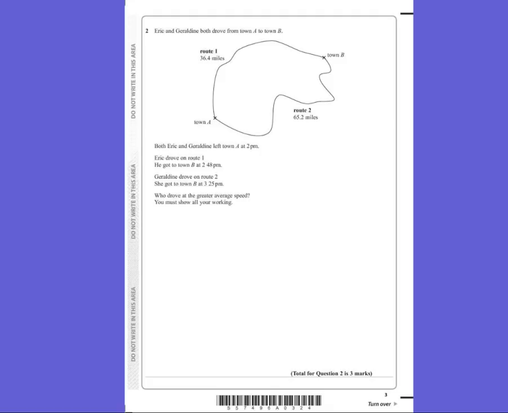Question 2. It says Eric and Geraldine both drove from town A to town B. Both Eric and Geraldine left town A at 2 p.m. Eric drove on route 1 and got there at 2:48, and Geraldine drove on route 2 and got there at 3:25. Who drove at a greater average speed?